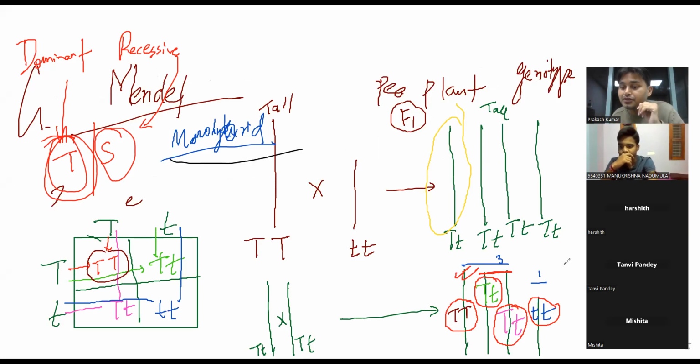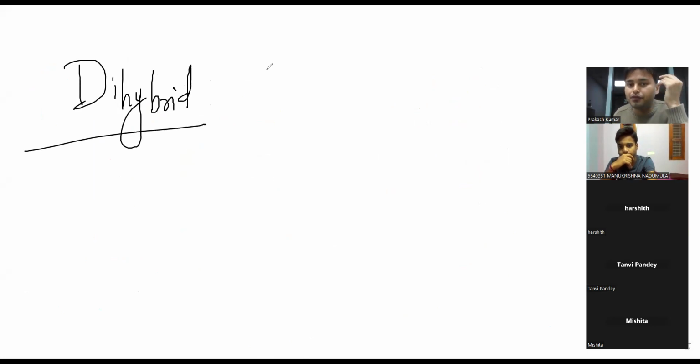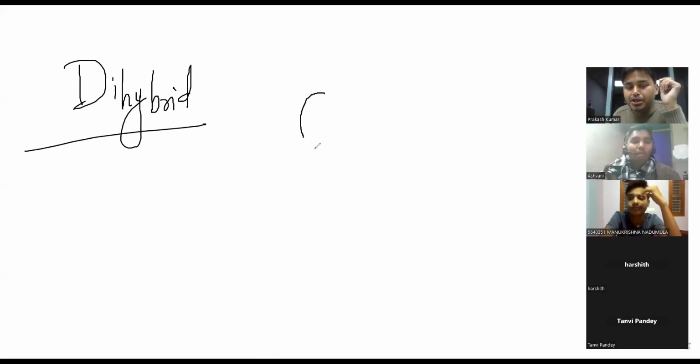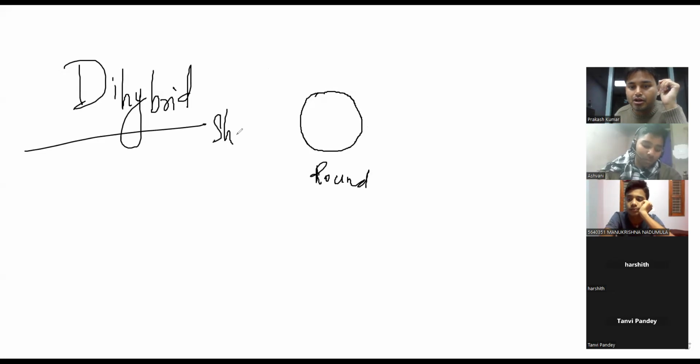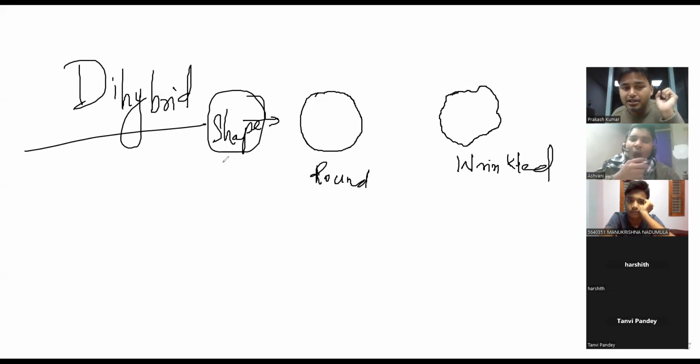Now the next will be a case of dihybrid. So if I talk about dihybrid, all of you have seen a pea plant. In a pea plant, one pea is round in shape, and another will be wrinkled. If you see a pea, I'm showing on Google also, wrinkled. At the same time, I will take the shape. One character is shape. Either it will be round, totally round, or wrinkled.